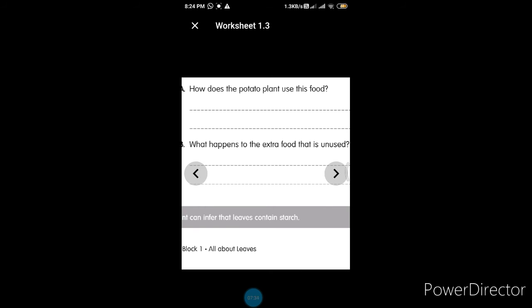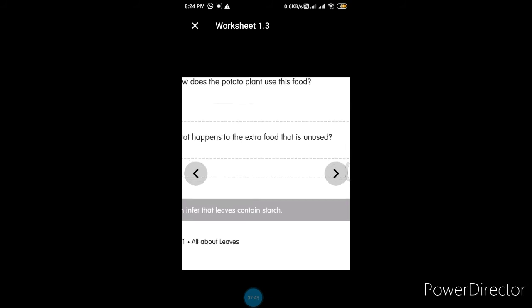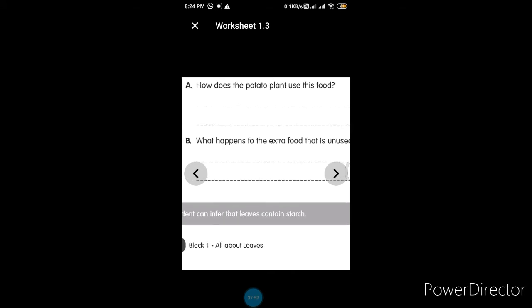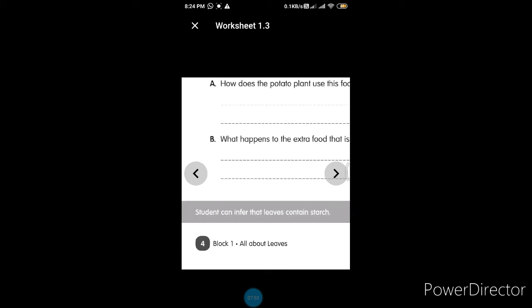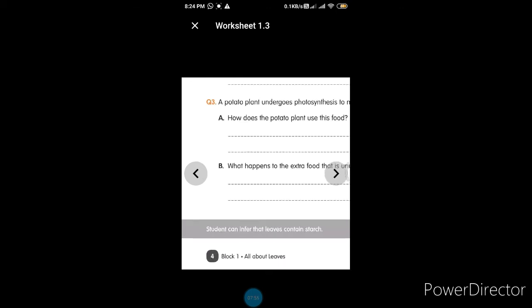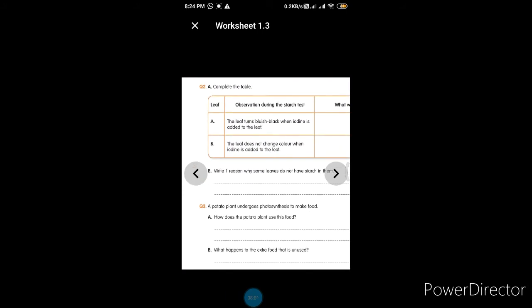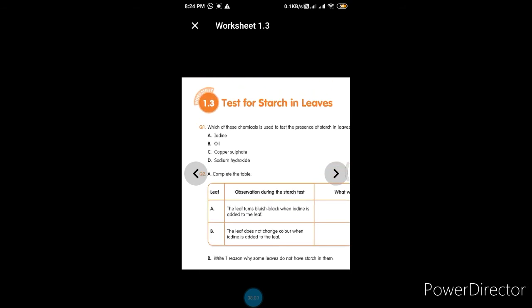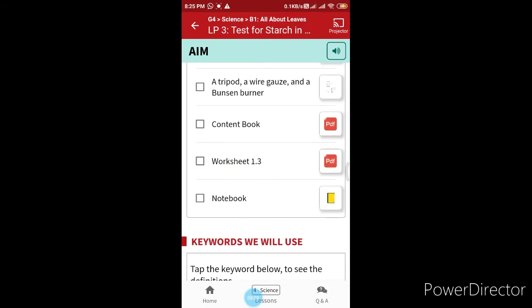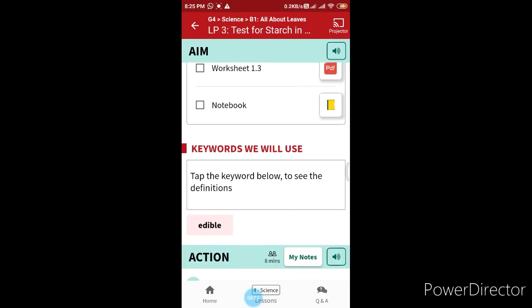How does the potato plant use this food? As usual, it uses the food for its growth and to continue its life. And what happens to the extra food in the potato plant? Unused food is stored in the stem part. So that stem part we use as a vegetable, because the stem part is storing the food. Understood, children? Those are the questions given in the 1.3 worksheet.